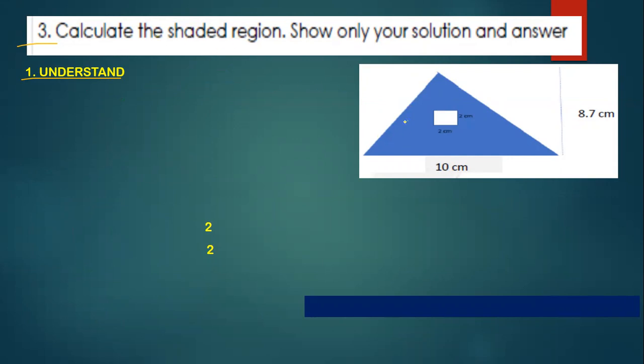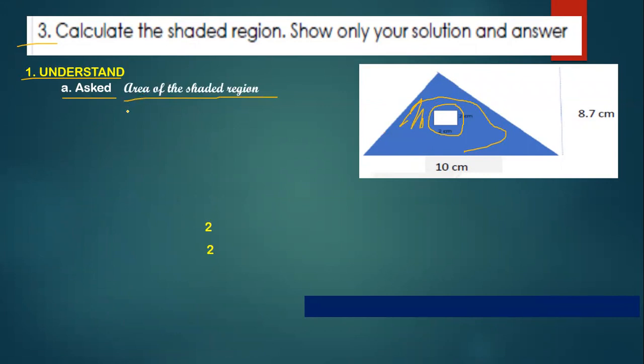Okay, ang hinihingi ay ang shaded region. So ito na nakapaikot na to. Pero meron siyang panggulo, merong square sa loob. Okay, so paano natin malalaman yan? Ano kaya tinatanong dito? In understanding, you have to know what is asked. What is asked in this problem is the area of the shaded region.